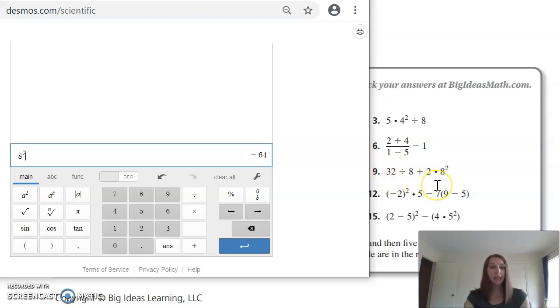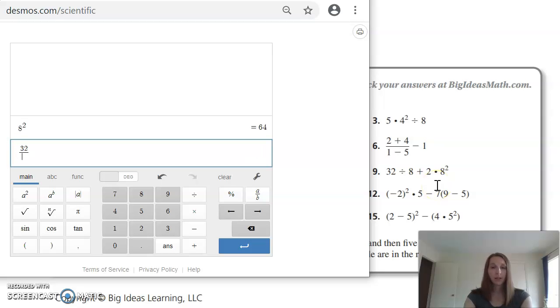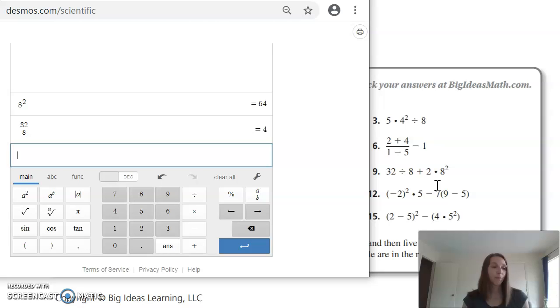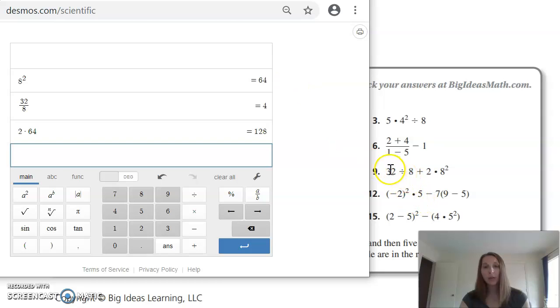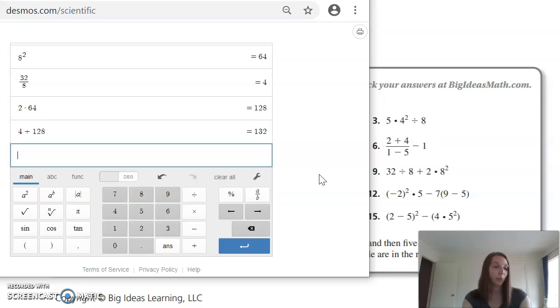32 divided by 8 equals 4. We need to go back here, 2 times 64 equals 128. So we need to take this information out. Here we had 32 divided by 8, which was 4, plus whatever 2 times 8 to the 2nd power was, and that was 128. So we need to take 4 plus 128 equals 132.